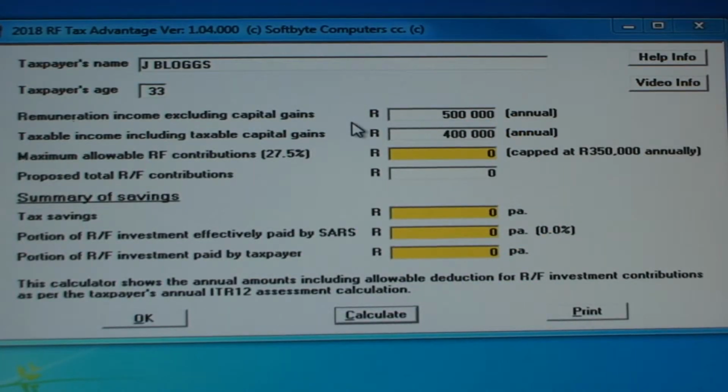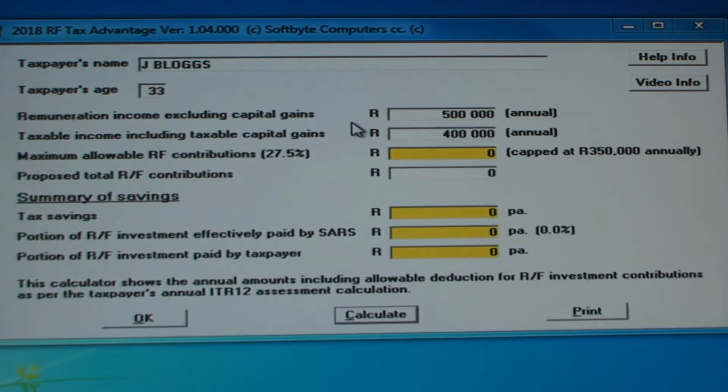The program will select the greater between the amounts you enter for remuneration excluding capital gains and for taxable income including capital gains for the 27.5% rule. In most cases where the taxpayer enjoyed no capital gains, the amount for remuneration will be more than the amount for taxable income. This is because some amounts included in remuneration for this formula are not taxable and so do not form part of the taxable income.